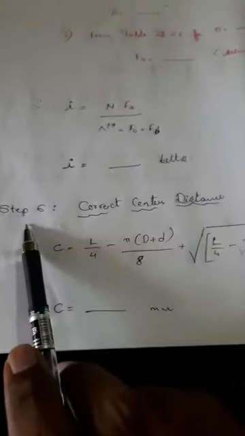Lastly, step 6, correct the center distance. The exact center distance C is found using formula 21.39. Substitute the L, the nominal inside length value L3, and find C.